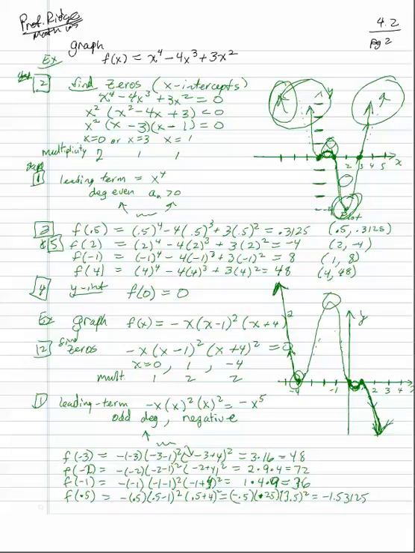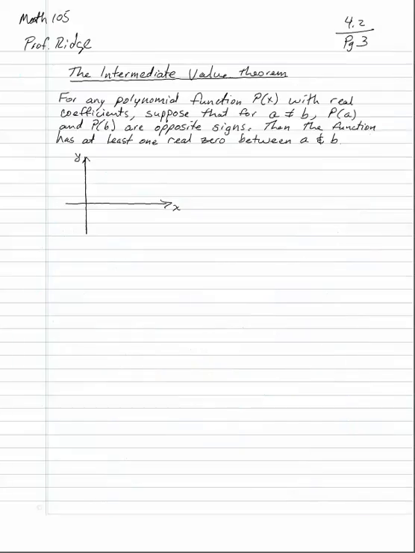And then the last thing in this section is a little discussion about the intermediate value theorem. Okay, so the intermediate value theorem: for any polynomial function P of x with real coefficients, suppose that for a not equal to b, so those are x values, P of a, again that's a y value, and P of b are opposite signs, then the function has at least one real zero between a and b.